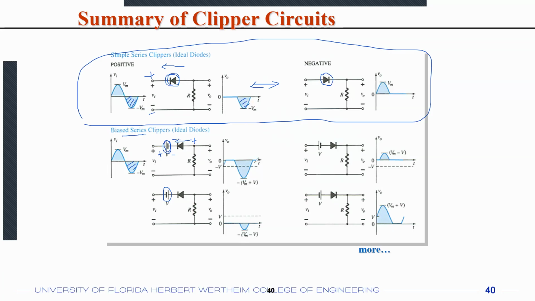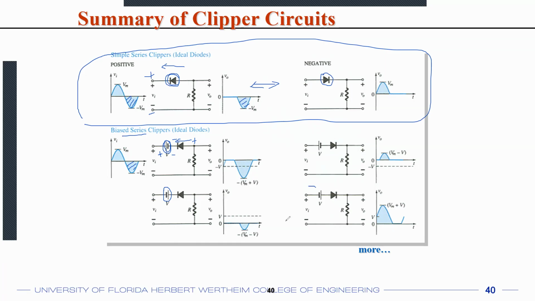And in that case, your output voltage will look like this, that you are biasing the clipper, but you get more than half the cycle because you had this bias battery working in a way that more than half of the cycle passed through the diode. Similarly, if you reverse the polarity of the battery, then less than half of the cycle will pass through the diode. And the same thing you can do for the negative clipper circuit as well.